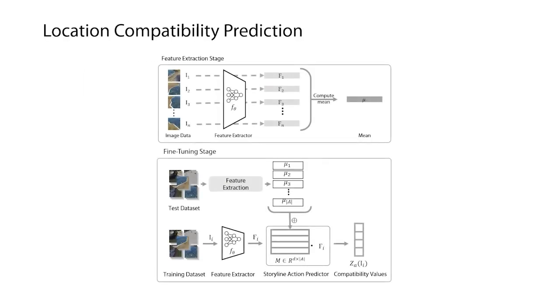Our location compatibility prediction model goes through two phases of training. In the environmental feature extraction stage, we utilize a pre-trained feature extractor to compute the mean environmental feature. This mean feature vector is used to initialize the weight of our predictor. In the fine-tuning stage, we update both the feature extractor and the fully connected predictor. This allows us to refine and optimize the model further based on the specific requirements of our dataset. After these two stages, our model predicts the compatibility value as the final output.